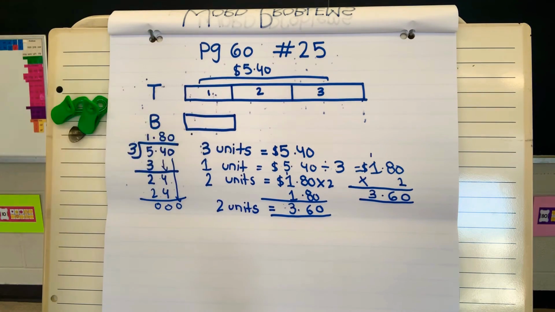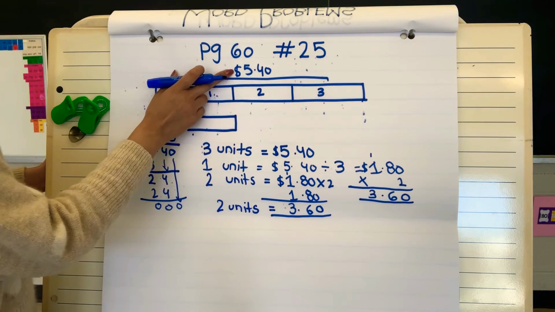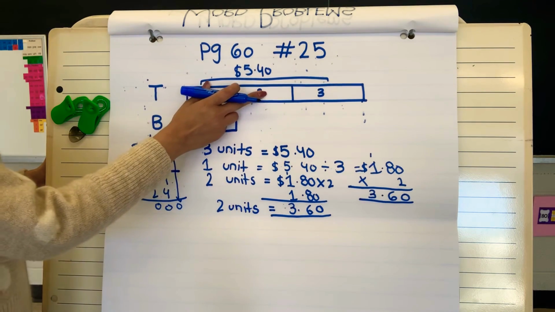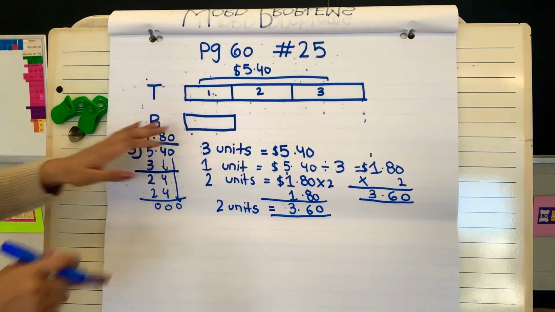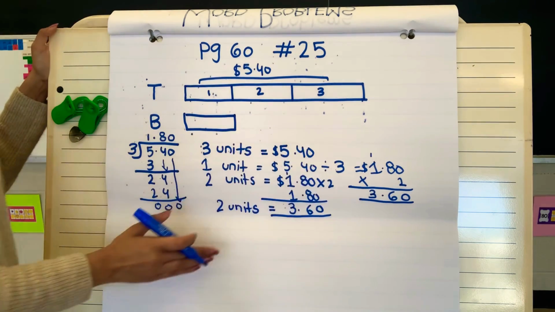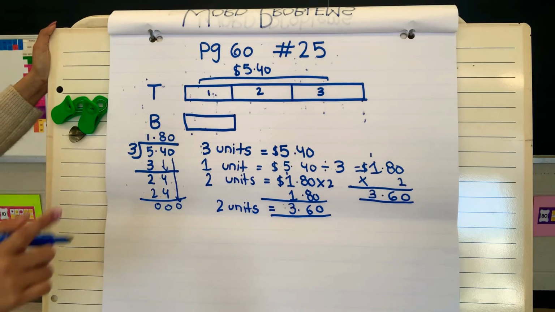Now, if I were to ask you how much money Bonita and Taylor have all together, we can basically just add 5.40 and 3.60 to see how much they have all together, because now we have 1 unit, 2 units, 3 units, and 4 units. So we can do it either this way. We can either add, or we can multiply.